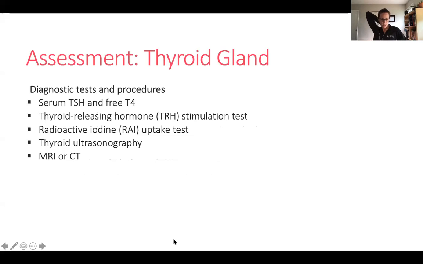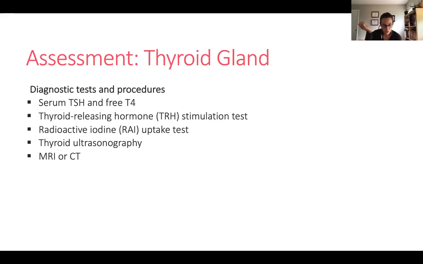Okay, so then as far as diagnosis, they will test the serum TSH and free T4 in the blood. Those are the most useful tests to detect an abnormality of the thyroid. Then they'll do the thyroid releasing hormone, the TRH stimulation test. They will measure the blood levels for this test after they administer TRH. That will diagnose if there are any disorders of the gland itself, or if there's an issue with the production of the hormones by the hypothalamus.